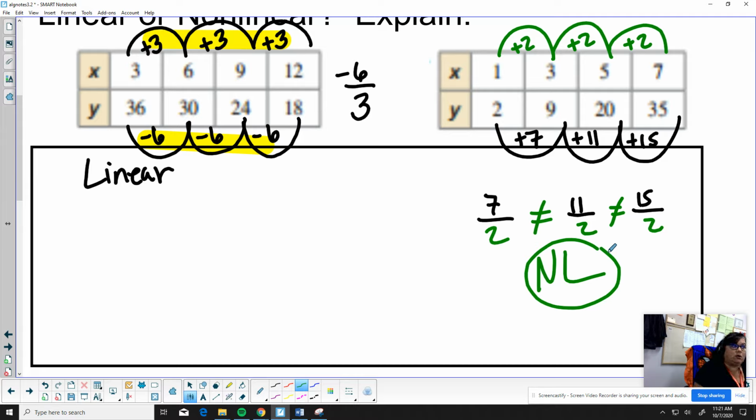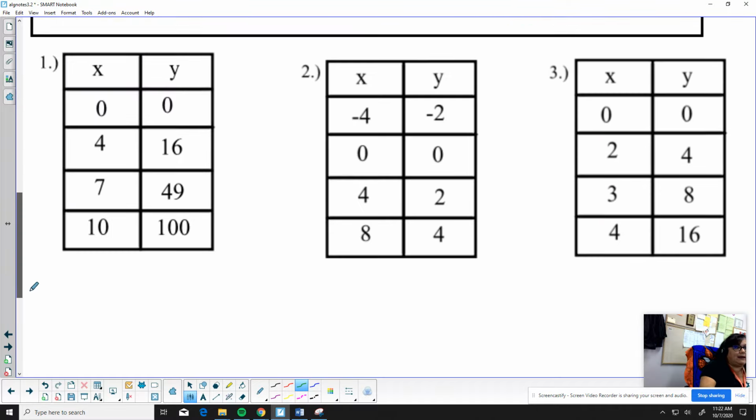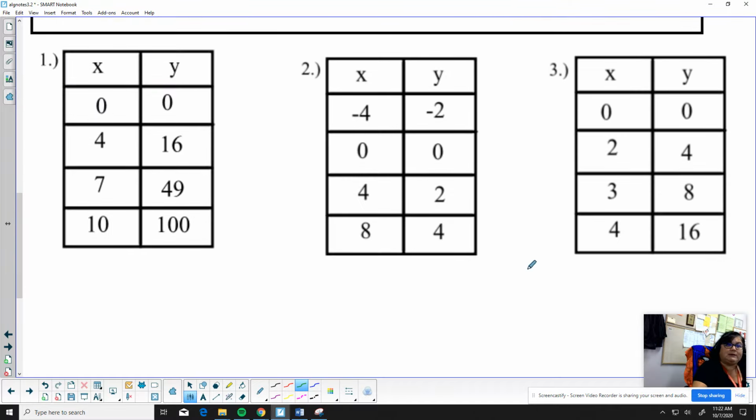Okay, and the other thing you could always do if you're not sure is graph it. You can always get a piece of graph paper out and graph it and see if it makes a straight line. So that's the second kind that we're going to do. Now, some of the tables go up and down rather than sideways. Let's do one that goes up and down.